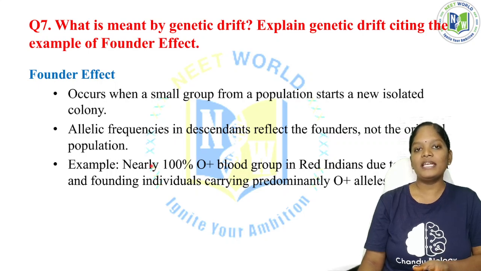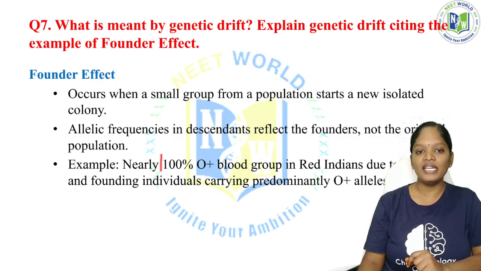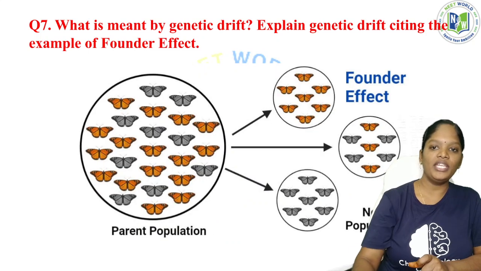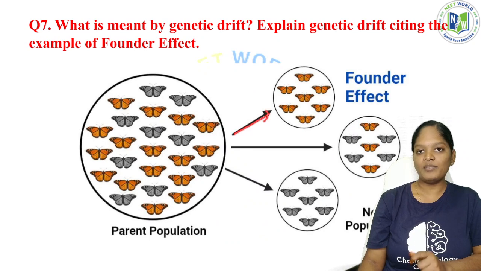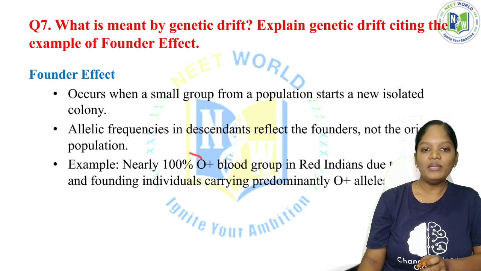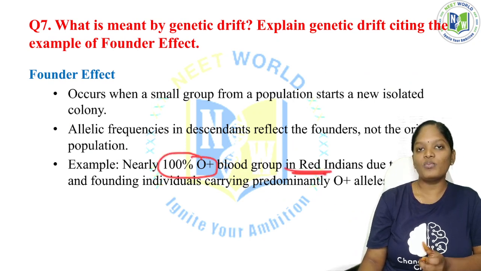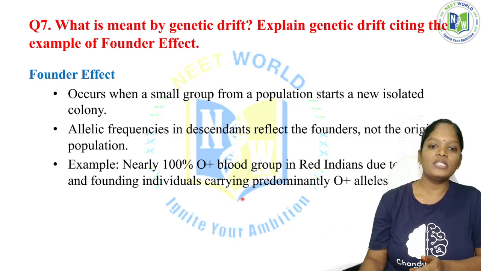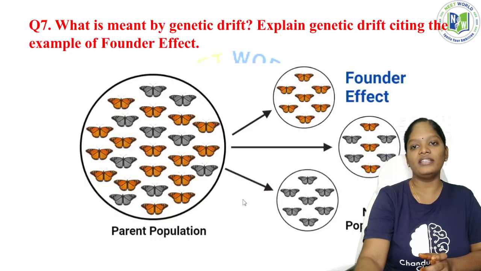Say for an example, one example is necessary in the founder effect. Nearly 100% O positive blood group in Red Indians is due to the isolation and founding individuals carrying predominantly O plus alleles. As I have mentioned here, all the brown color has been separated, all the gray color has been separated. That is why 100% O plus blood group in the Red Indians. It is due to the isolation and founding individuals carrying predominantly O plus alleles. So this is genetic drift and the founder effect.